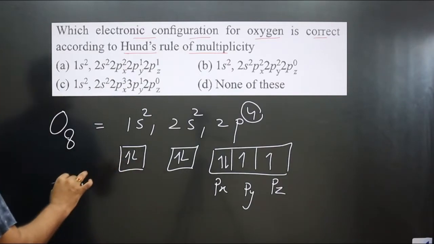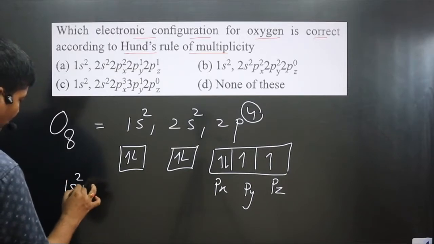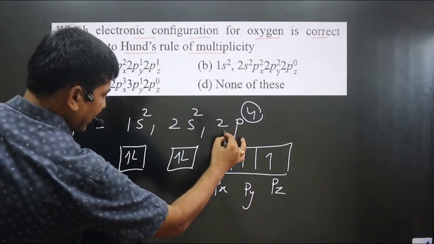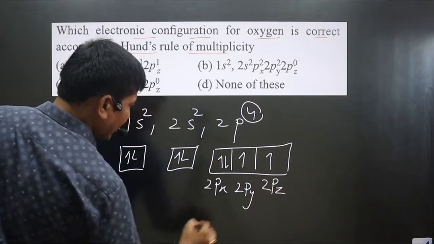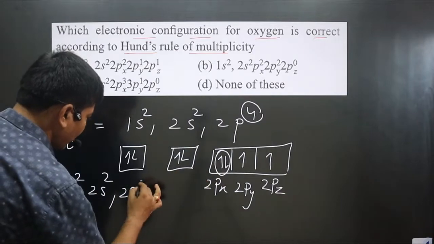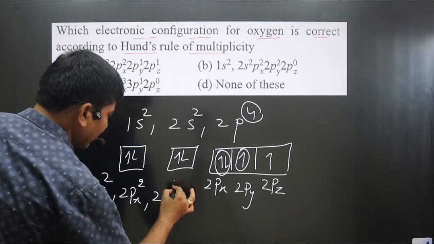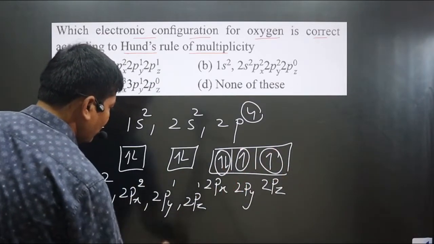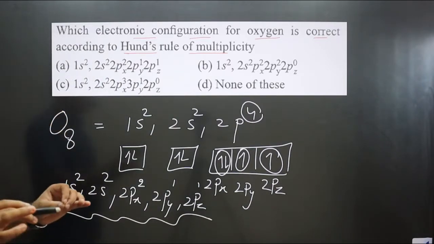So the electronic configuration we get for oxygen is 1s2, 2s2, then for the p subshell we can write 2px, 2py, 2pz. In 2px how many electrons are there? 2 electrons. Then 2py, how many spins are there? Only 1. And then we have 2pz. In pz how many spins are there? Only 1. So this is the electronic configuration we get according to Hund's rule.